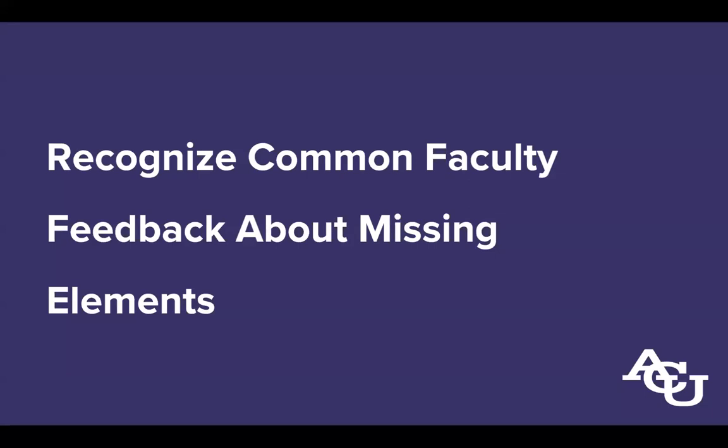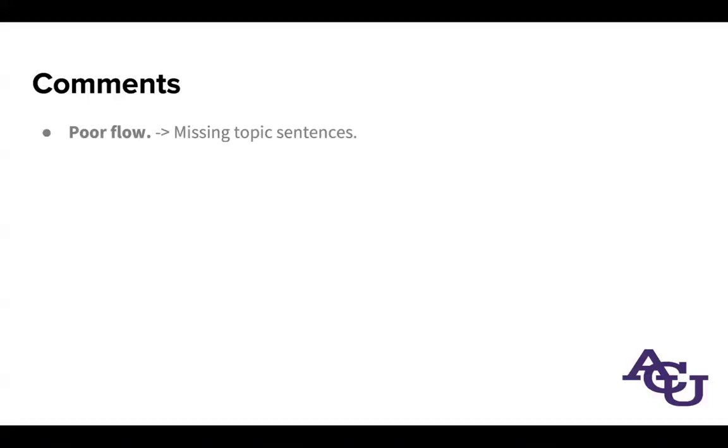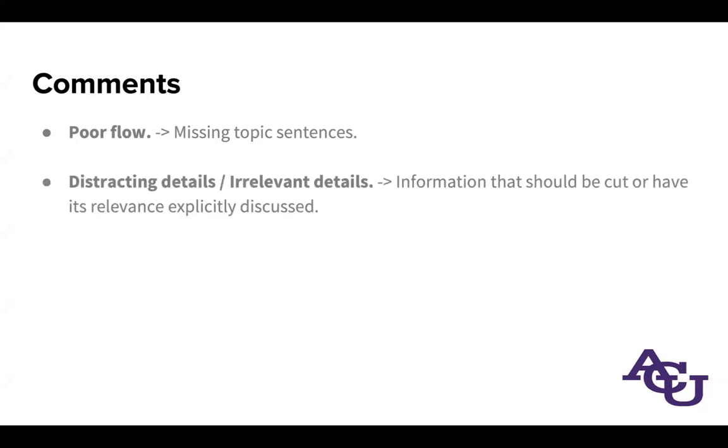All right, so there's some types of feedback that you might get from faculty members on the literature review that I've taken note of because I see them so often in comments that students forward to us. Things like poor flow, which is usually they can't tell how these ideas are fitting together, why you're discussing this study. It usually comes down to missing topic sentences.